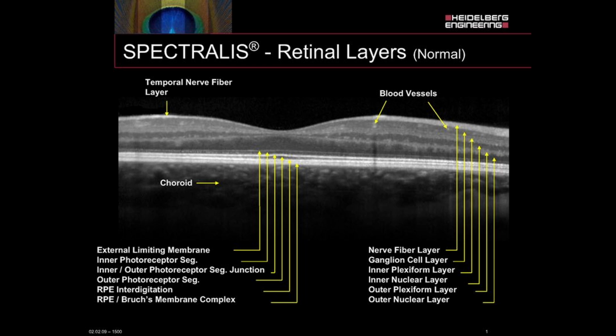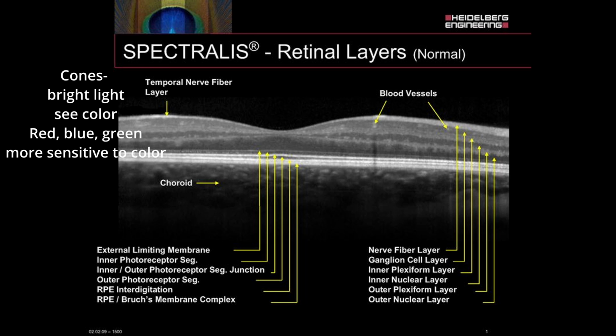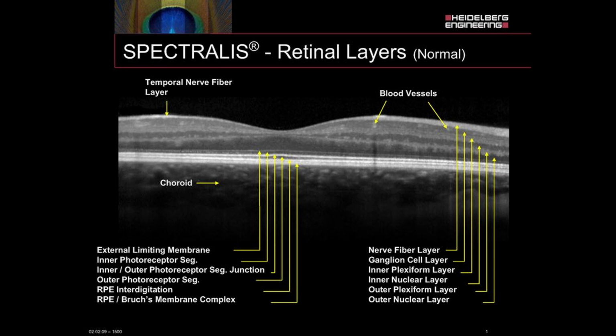Here's where you're going to find your rods and cones. Your rods are going to help you see in dark, dim light. They're less sensitive, so they're only going to be able to see in grayscale, black and white. And then your cones are going to be able to see in very bright light. Those are more sensitive, so they'll be able to give you color vision.